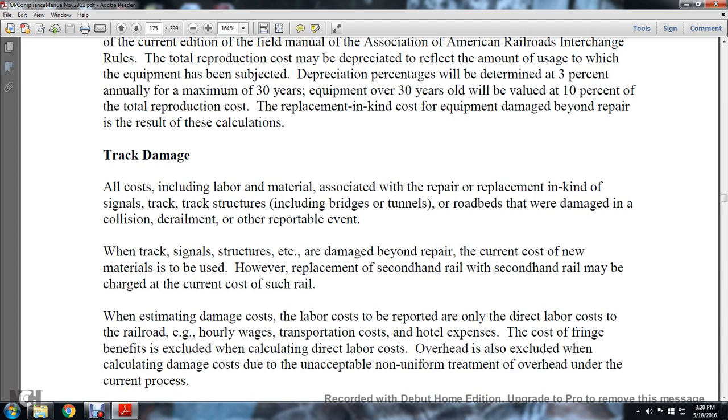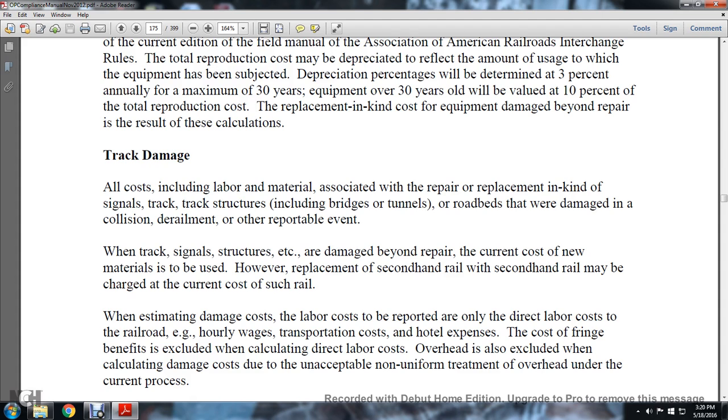Track damage. All costs, including labor and material, associated with the repair or replacement in kind of signals, tracks, and track structure, including bridges or tunnel roadbeds that were damaged in the collision, derailment, or other reportable event. When the track or signal structures are damaged beyond repair, the current cost of new materials is to be used. However, for replacement with second-hand rail, the cost will be charged at the current cost of such rail.